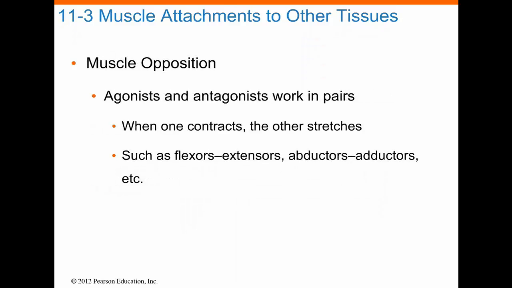Muscle opposition. So agonists and antagonists work in pairs. When one contracts, the other stretches, such as flexors and extensors, abductors and adductors. So they work in pairs.